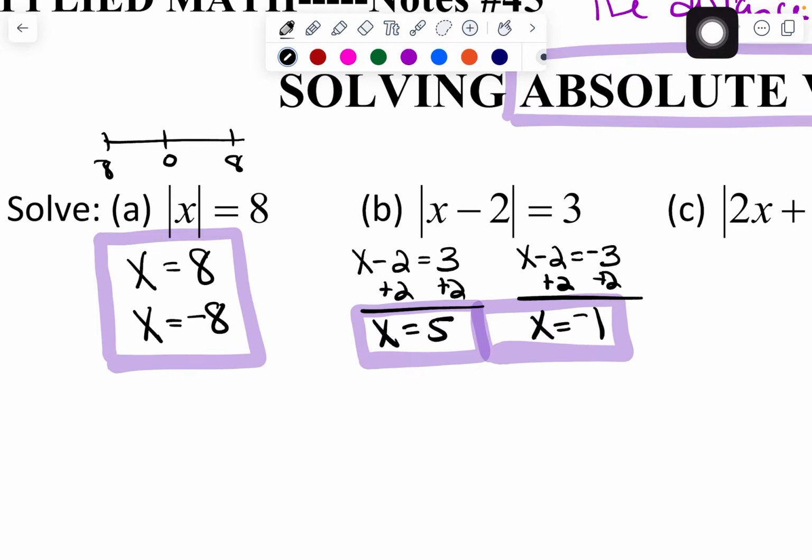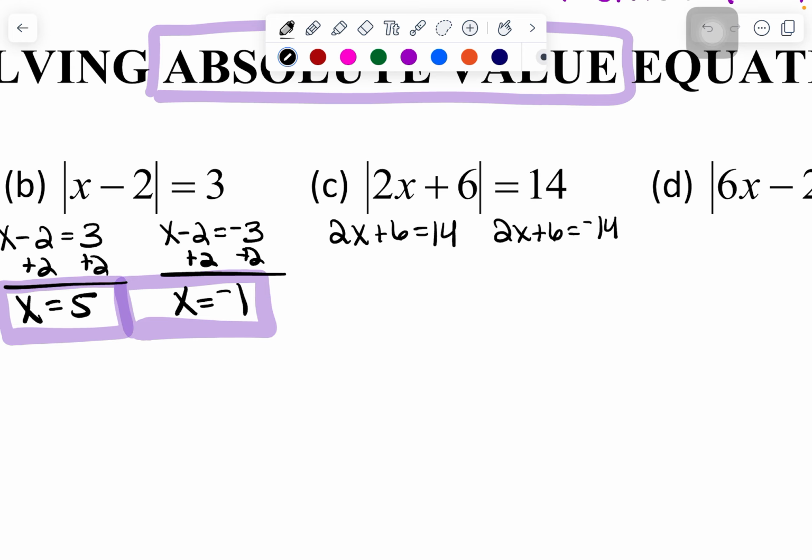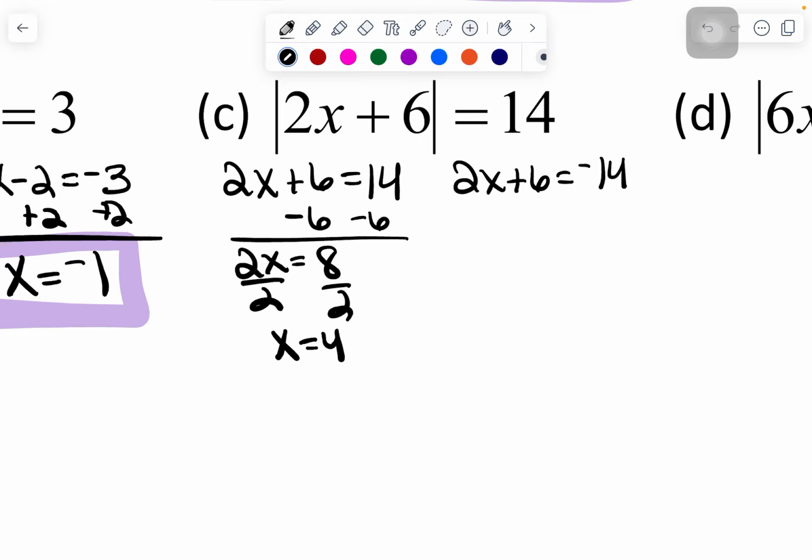All right, let's talk about part C here. Part C is going to be the exact same thing I just did in part B. So I'm going to do the first expression, 2x plus 6, and I'm going to set that equal to +14. And then that same expression, 2x plus 6, could equal -14. And both of these I'm going to solve just like I would any equation. So I'm going to subtract 6 from both sides. So 2x equals 14 minus 6, which is 8. Divide both sides by 2. x is equal to 4.